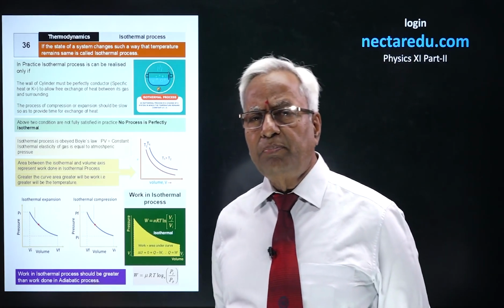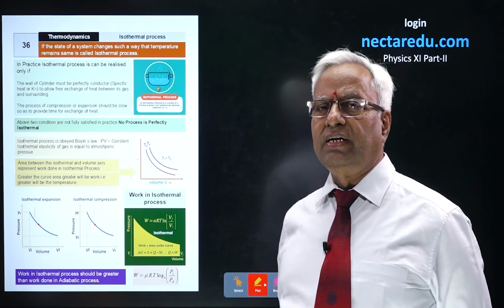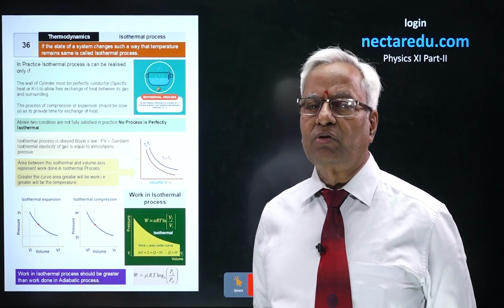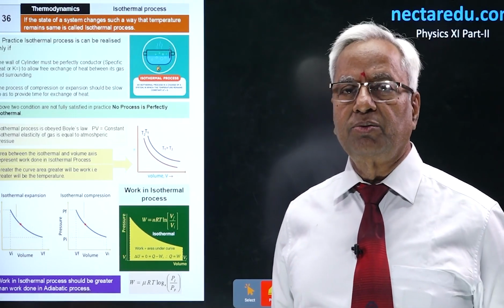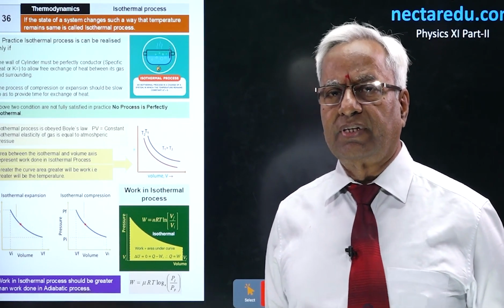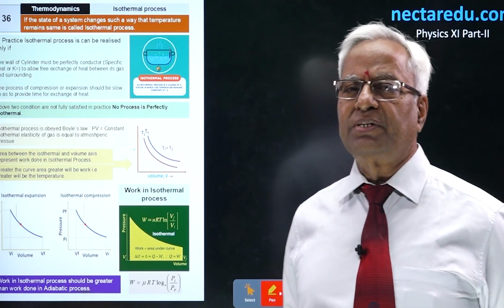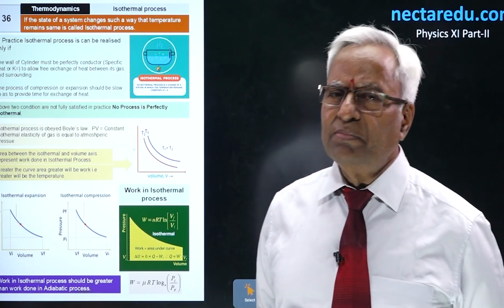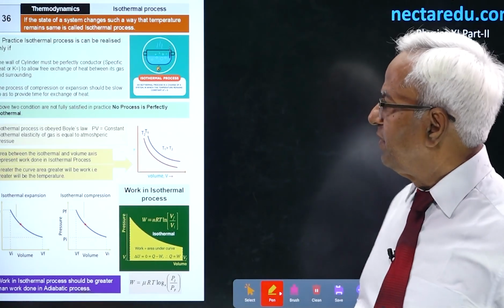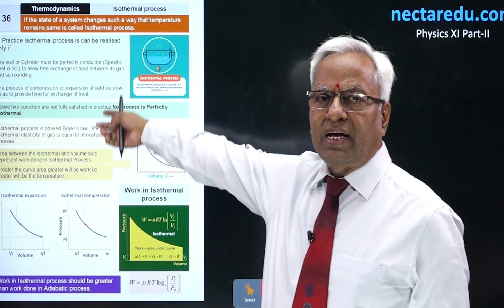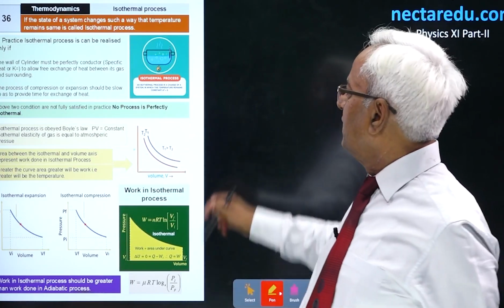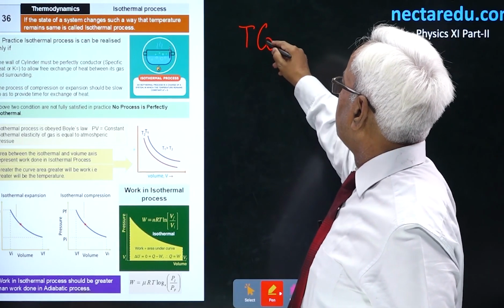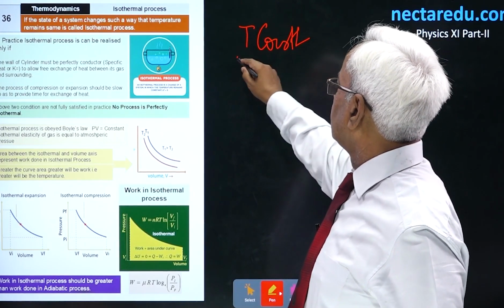There are many processes that we come across while dealing with thermodynamics, but out of those processes, isothermal and adiabatic processes are of such types that you come across them many times. First of all, we are going to discuss the isothermal process at length. Isothermal, I told you, means T remains constant.